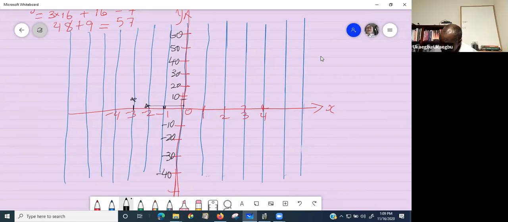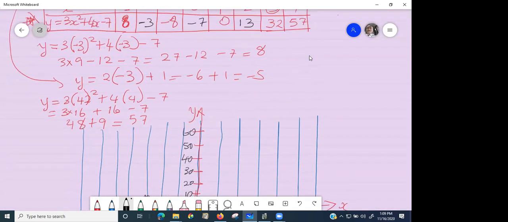When x is negative 1, what is the value of y? When it's 1, it's 0. Negative 8, okay. It doesn't look right. You guys are not telling me something. It doesn't look right.